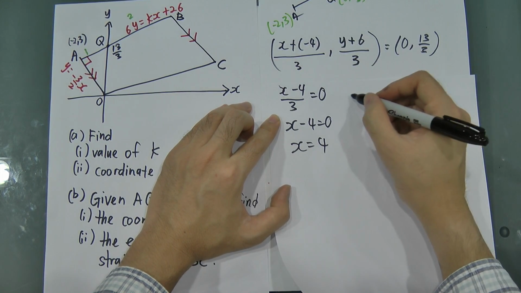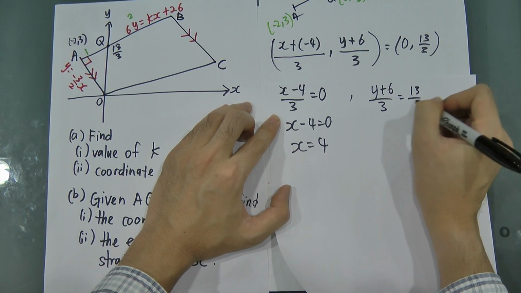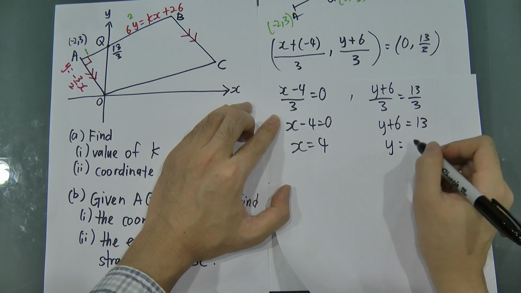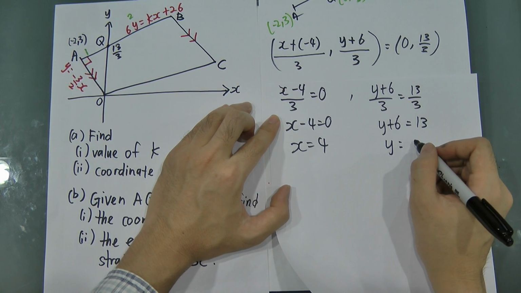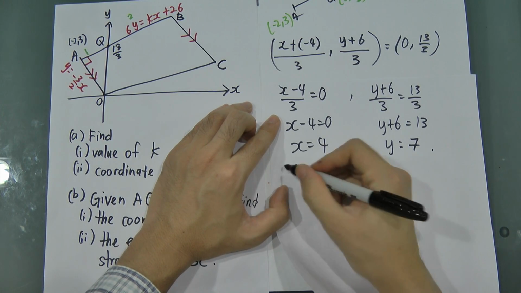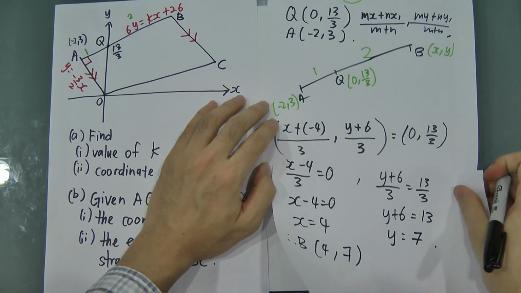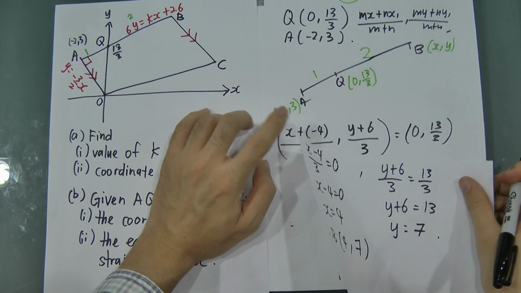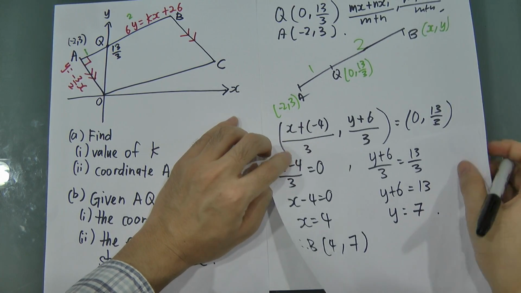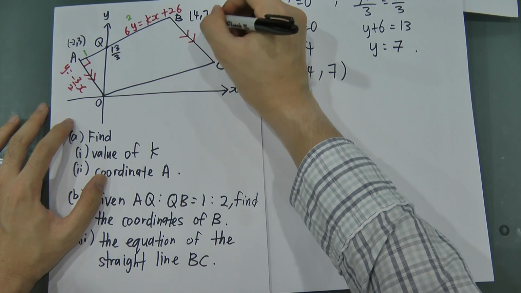Okay, for this one, y plus 6 over 3 equals 13 over 3. So y plus 6 equals 13. So y equals 13 minus 6, which is 7. Alright, so I got the coordinate B over here is 4 and 7. I think you have no issue. You can try to solve it. If you got a different answer, you can just post a comment below. So I'm going to write the coordinate B down. This is 4 and 7.